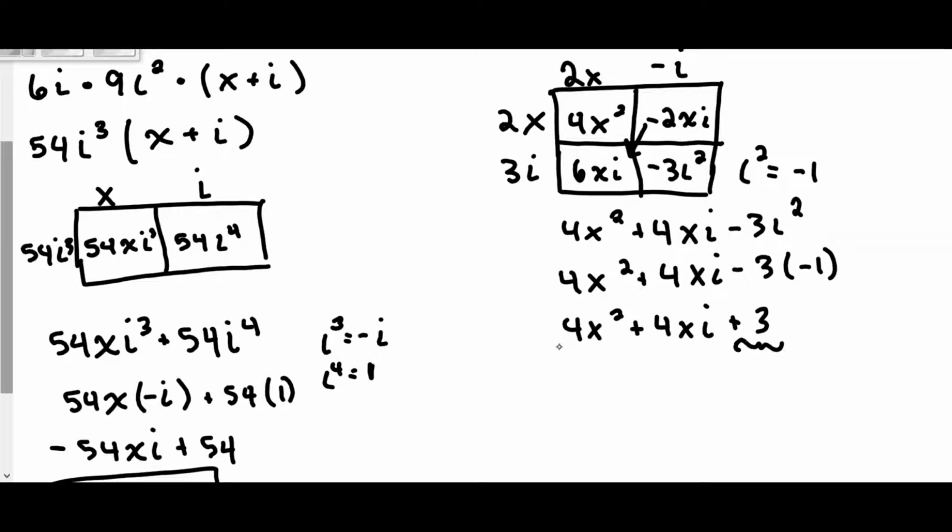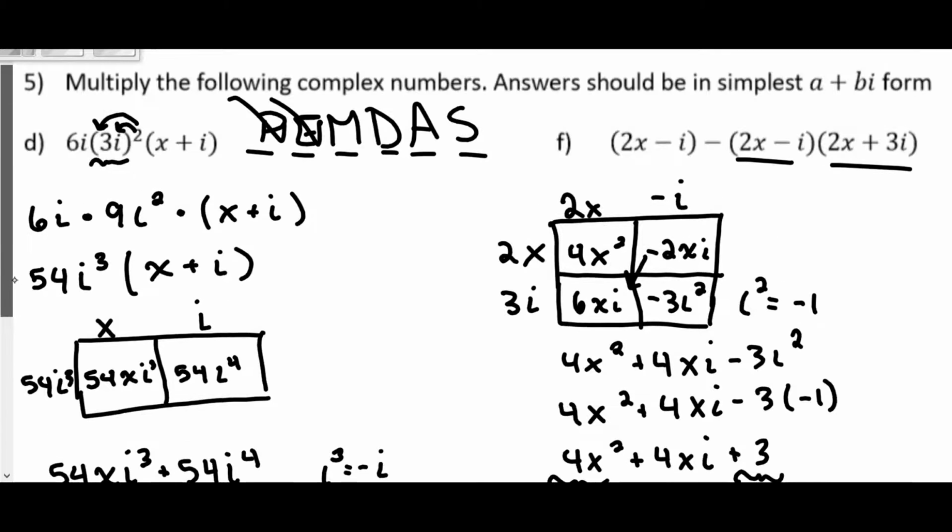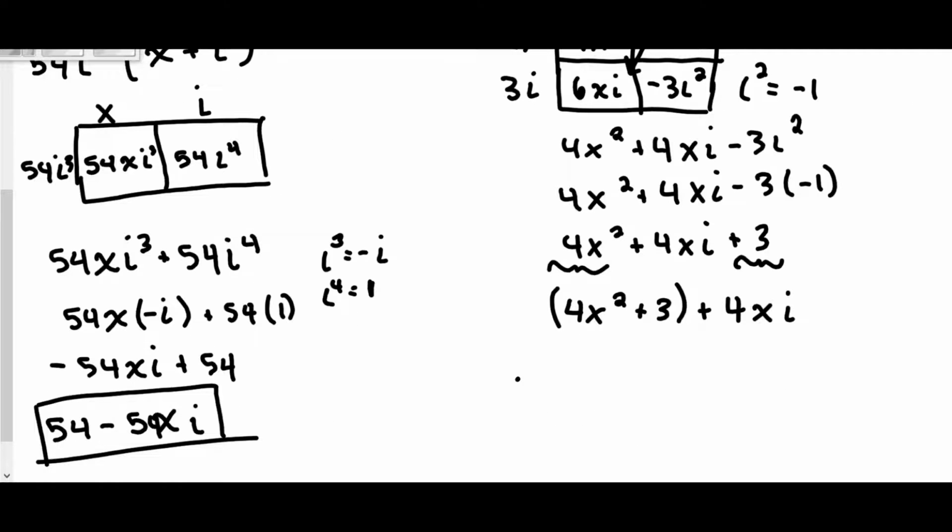3 is a real number, and 4x squared is also a real number because there's no i in it, and an x is just some number. So our real component would be 4x squared plus 3, and our imaginary component, I'm just going to put parentheses around my real component, would be 4xi. All right, so now our equation looks like this: 2x minus i, minus (4x squared plus 3 plus 4xi).